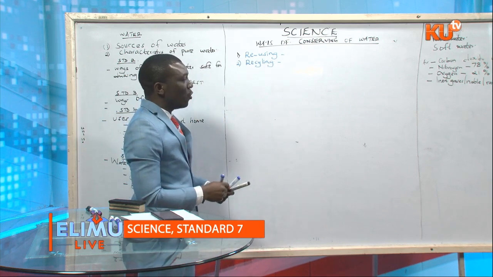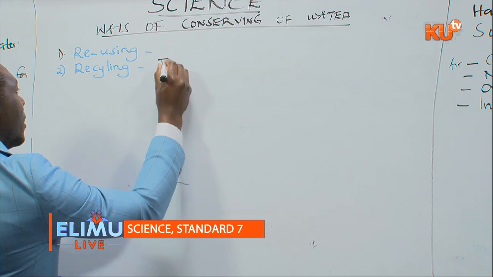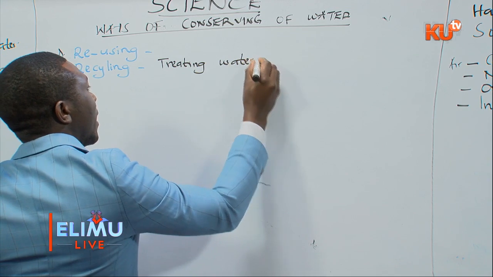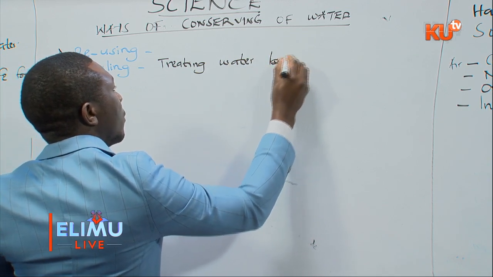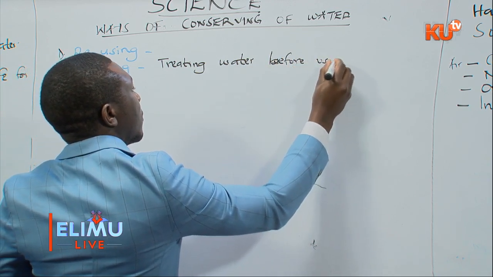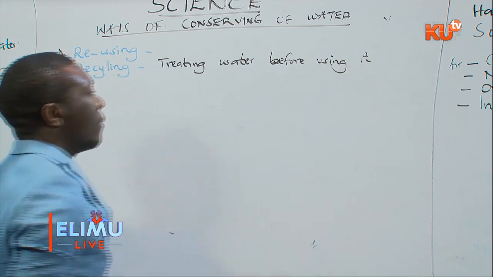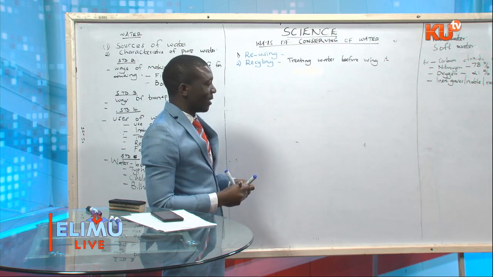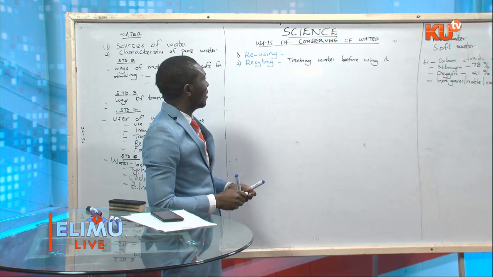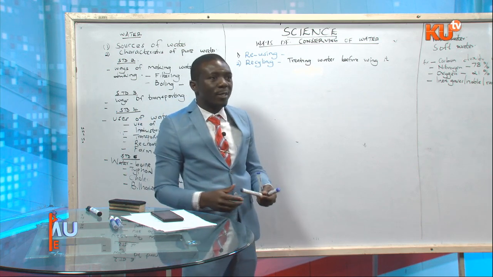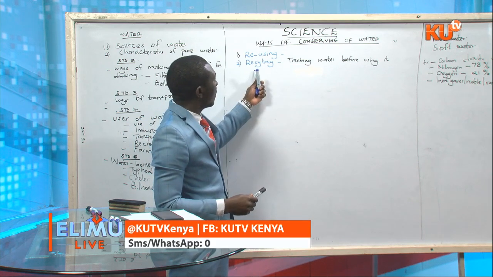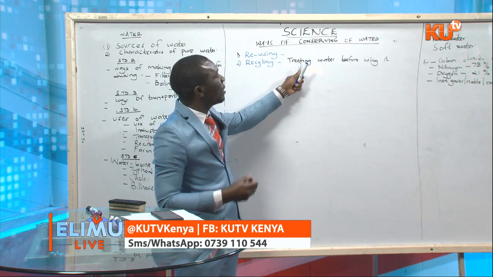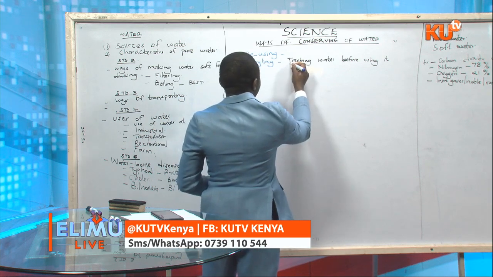Recycling simply means you treat water first before doing what? Using it again. Treating water before using it again. Like, for example, sewage water, it can be treated in a sewage plant, and then that water can also be used for domestic uses. So recycling must pass through industry. This is the industrial use of water recycling because it should be treated first. The key word there is to treat.